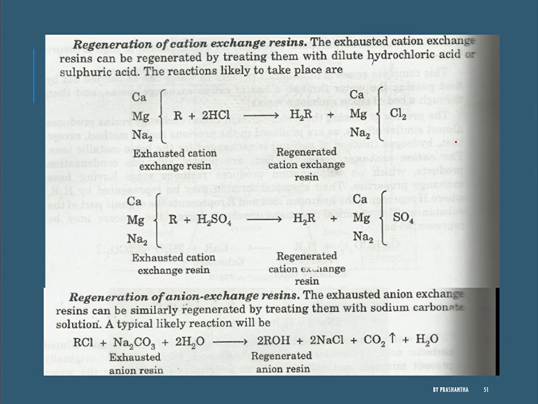By continuous usage, if the resins have to be regenerated, then what do we have to do? If cation exchange resins are to be regenerated, they are treated with dilute hydrochloric acid or sulfuric acid. What happens when calcium or magnesium or sodium R reacts with hydrochloric acid? It forms H2R and calcium chloride or magnesium chloride or sodium chloride. If H2SO4 is there, then it forms H2R plus CaSO4, MgSO4 and Na2SO4.